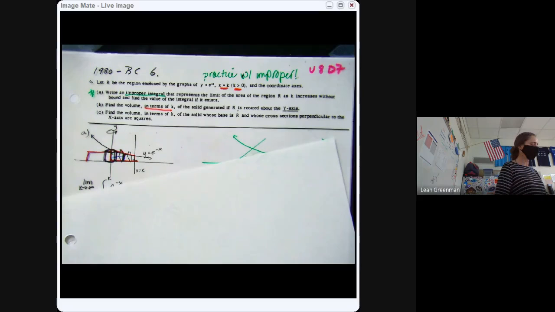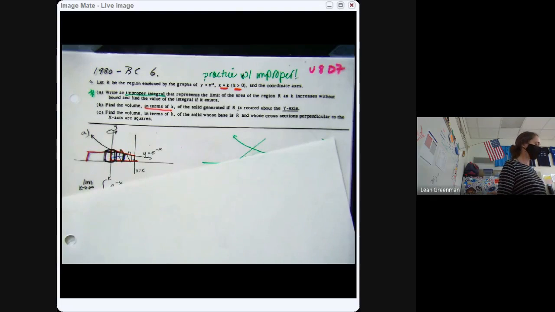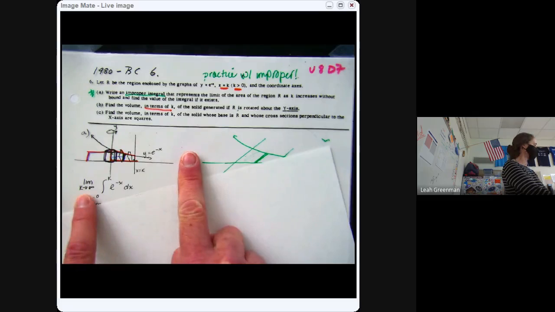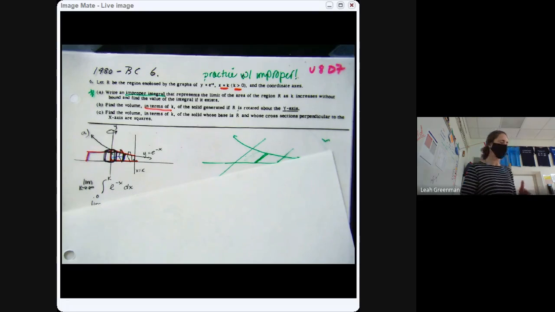All right, so improper integral. What's the height of the rectangle? It's e to the minus x. So aren't we summing up those rectangles from 0 to k as k moves to the right? So we're saying limit as k goes to infinity. So we wrote the improper integral. Find the value of the integral if it exists. Are they essentially asking you converge or diverge? And if it converges, what does it converge to?